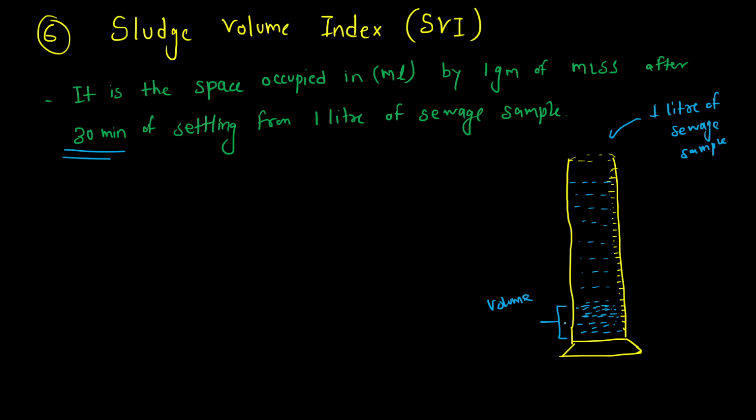First is how much time the settling is done. The settling is done for 30 minutes. What is the amount of sample that is taken? 1 liter. And how many grams are we taking? It is 1 gram of MLSS. So these 3 things you should know.